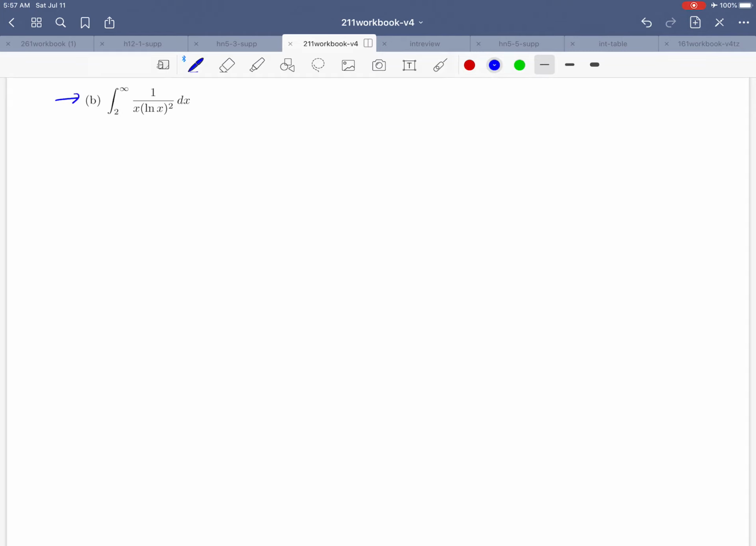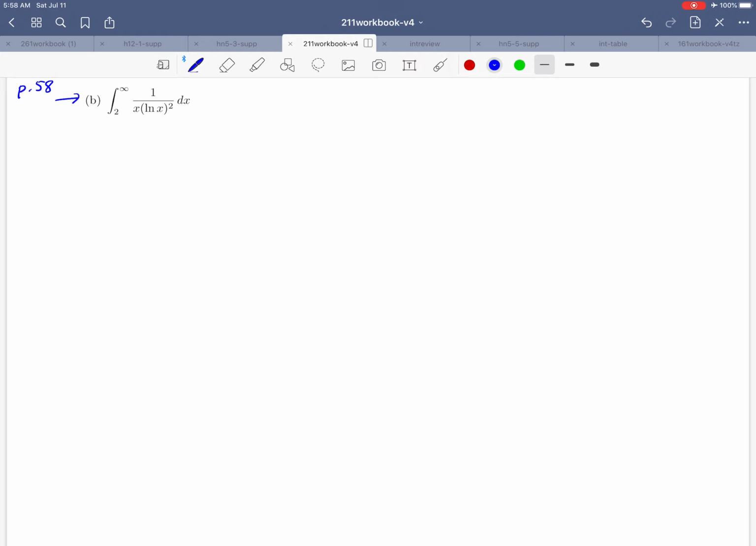This is actually part B of exercise number 1. We are looking at page 58 in the workbook here. Okay, and they'd like us to calculate an improper integral. Let's work through this together. So we're integrating from 2 to infinity of 1 over x ln of x squared dx.